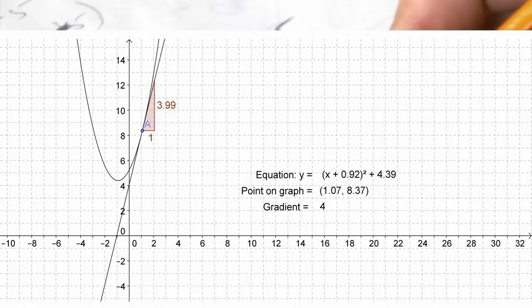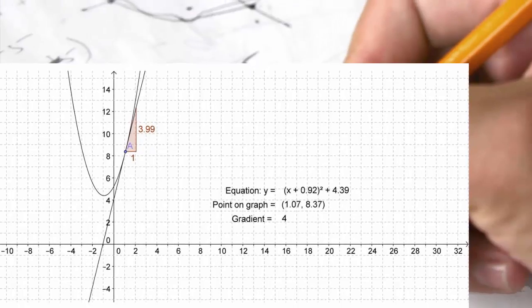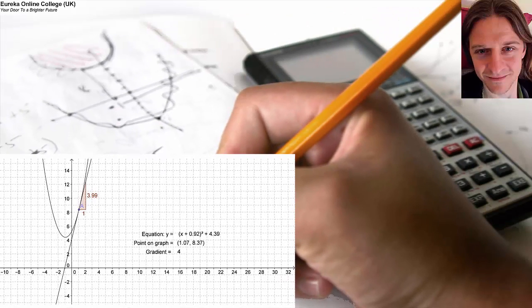Once you've drawn that tangent, you can naturally draw a little triangle on the straight line, and then conduct the rise over run equation. And that's exactly what GeoGebra has done for us here. It's roughly estimated the gradient as 4 because the rise is 3.99 and the run is 1. 3.99 divided by 1, roughly speaking, is 4. And that's really all they're going to be asked to do.